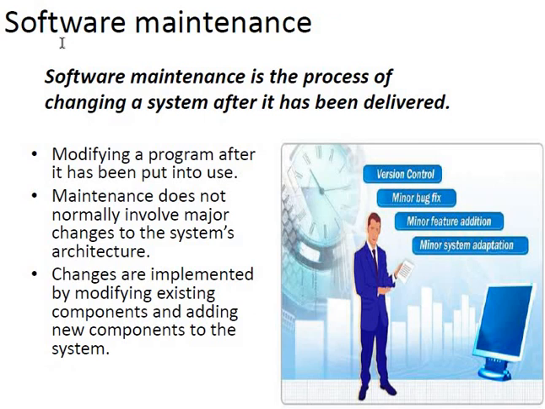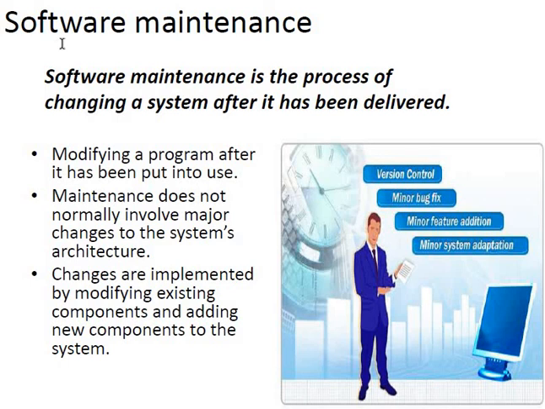So this was about the software maintenance. In the latter part, we are further categorizing the software maintenance. So what exactly is it? Software maintenance is the process of changing a system after it has been delivered. This is the more important term: after it has been delivered. Modifying a program after it has been put into use.